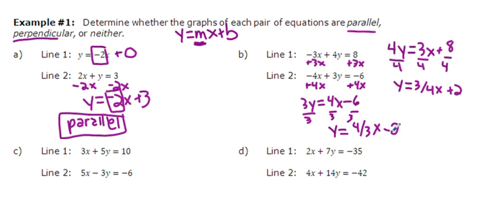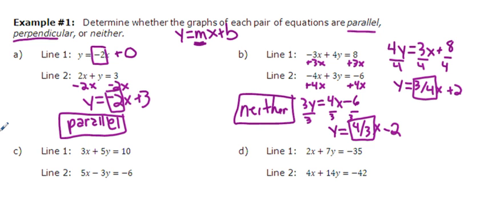Now, in these cases, the y-intercept doesn't matter. It's all based on the slope. So 4/3 and 3/4, they're not the same, so these lines aren't parallel. Perpendicular, they need to be opposite reciprocals. These are reciprocals of each other, but they have the same sign. So they are not opposite reciprocals. So they're not perpendicular either. So this would be a neither. So let's look at C.